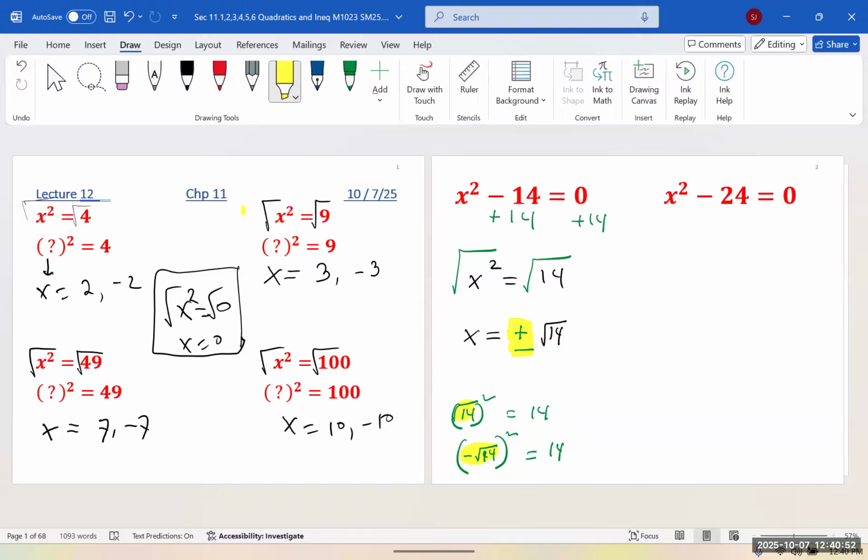Now, how about the next one? Our goal is to solve for x. So what is our first step? 24 is already subtracted. So we add, right? Did you say add? Yeah.